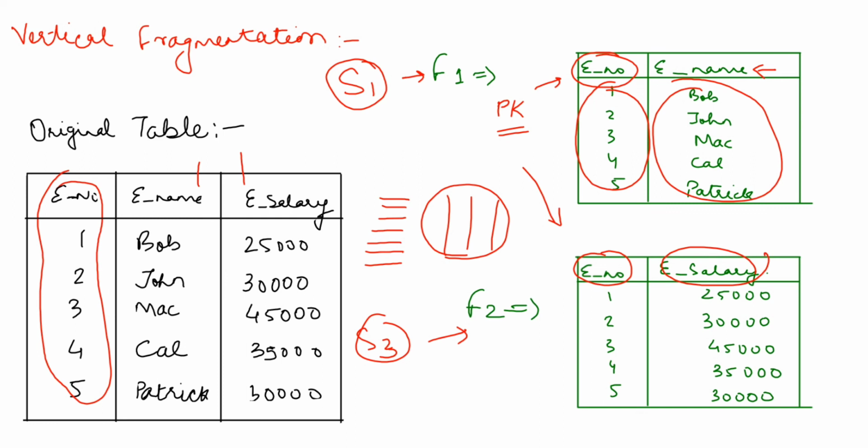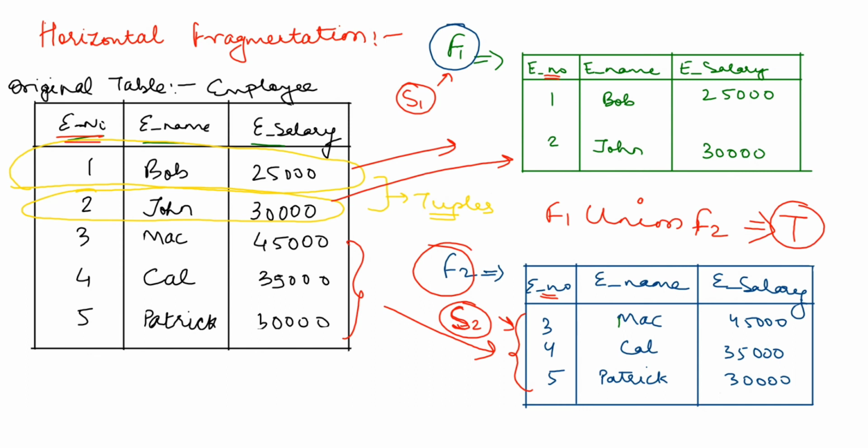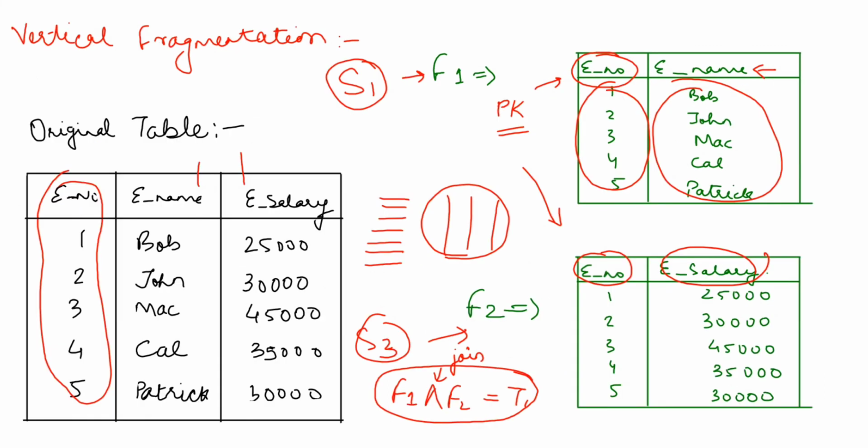What is the condition for this? If I join F1 and F2, I have to perform the join operation, and it must give me the original table. This is the rule. In horizontal fragmentation, we perform a union and should get the original table, and in vertical fragmentation we perform a join and should get the original table. So this is how horizontal and vertical fragmentation work.